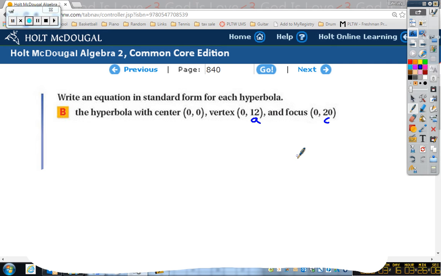However, ours are going to have c squared equals a squared plus b squared.